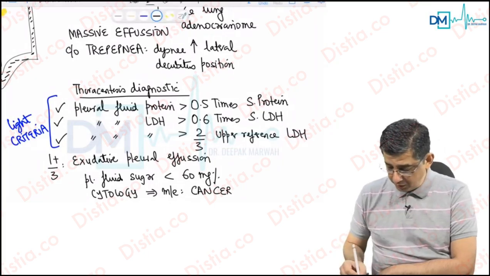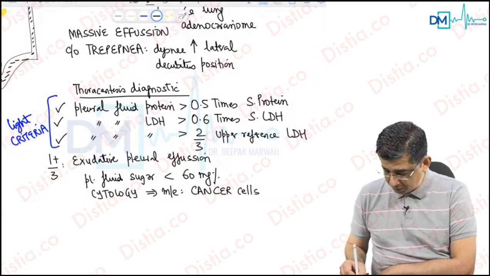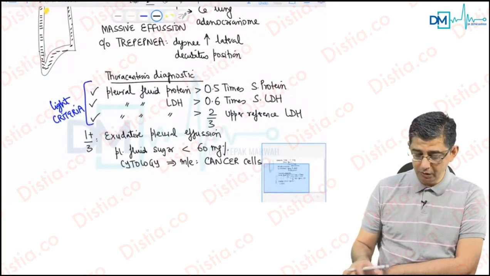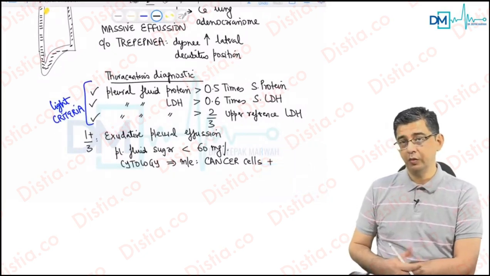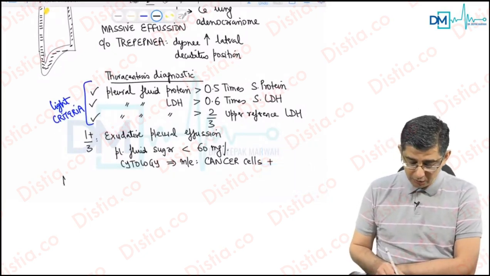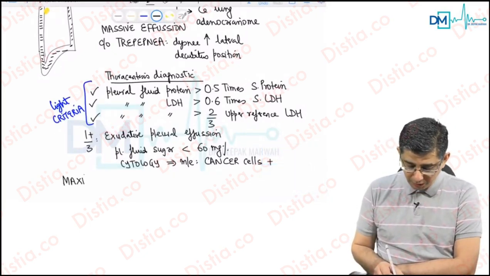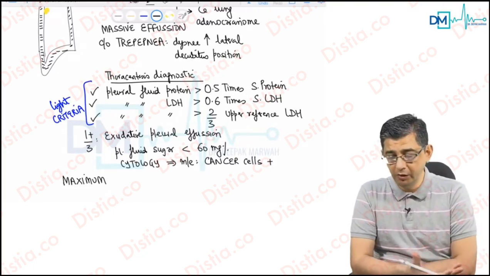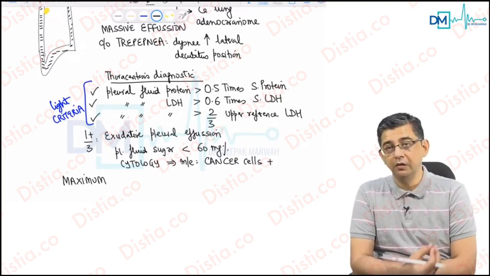Now is the point that once we have identified it's a malignant effusion, what are we going to do for it? So I'll obviously put in a chest tube in this guy and remove the fluid. If they ask you what is the maximum amount of fluid, why I said a chest tube is because if I am going to remove the fluid in this particular case, it will reaccumulate again, and once it reaccumulates the patient will come back to us.